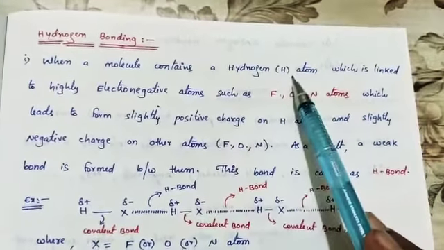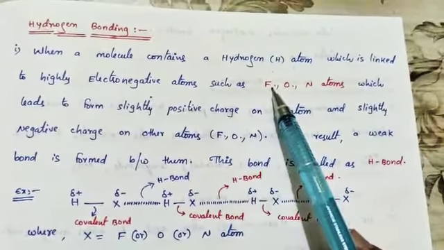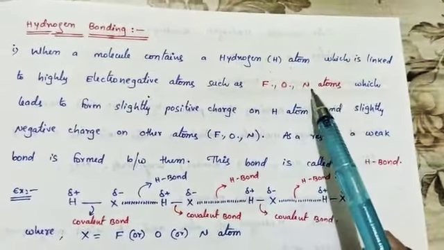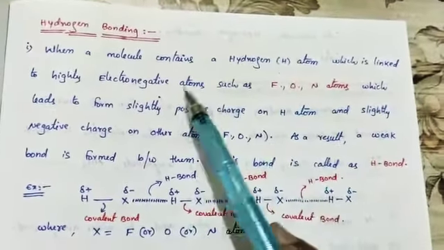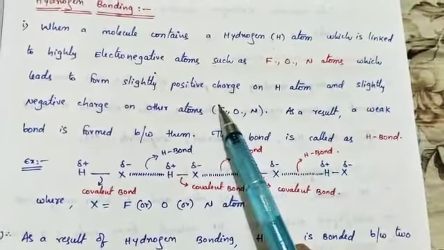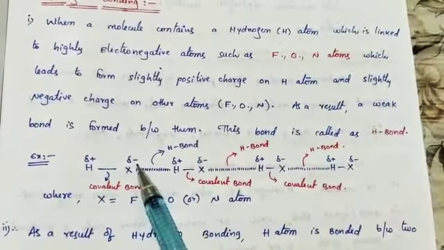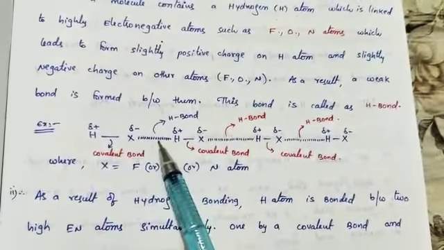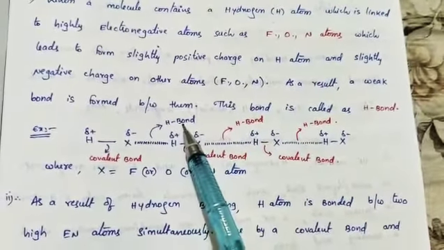If it contains a hydrogen atom attached to more electronegative atoms, that is fluorine, the highest electronegative atom, oxygen the second highest, and nitrogen the third highest, then the hydrogen gets a slightly positive charge and the other atom, fluorine, oxygen or nitrogen, gets a slightly negative charge. Because of this, a weak bond is formed. The bond is generally called the hydrogen bond.